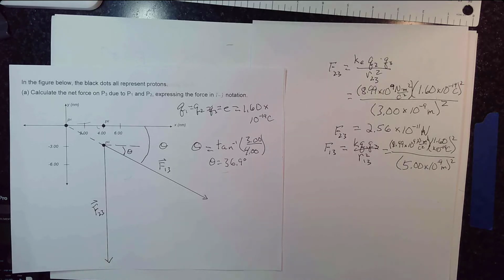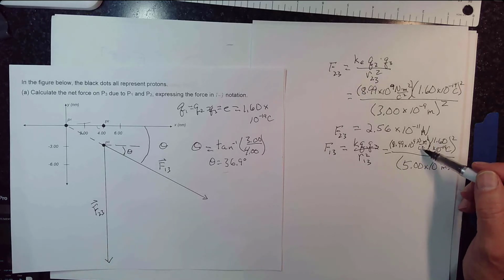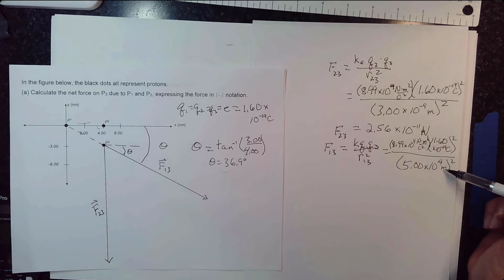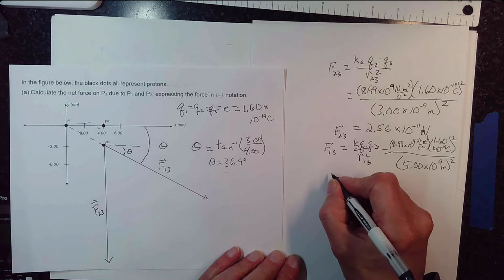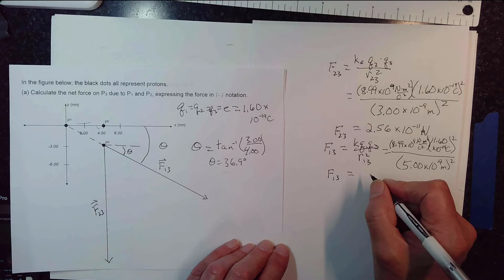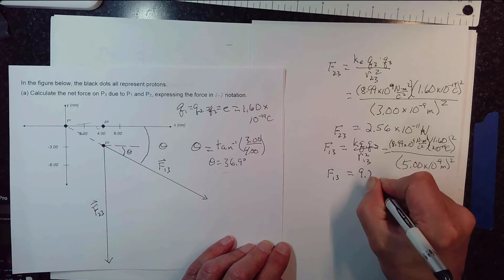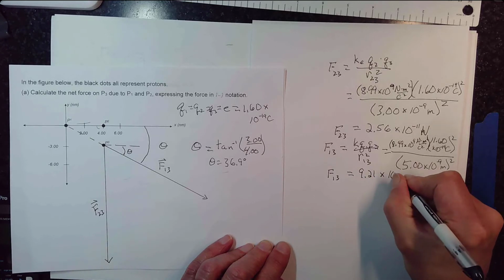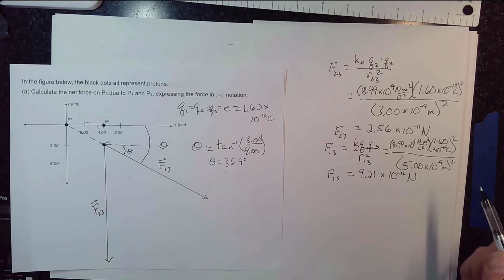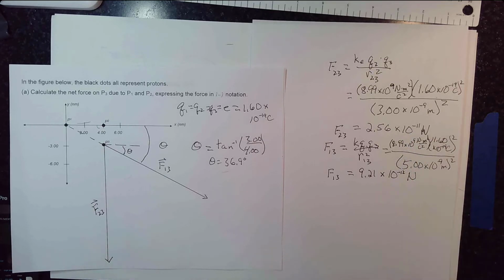Okay, if I checked my units, this part gives me coulomb squared, which will divide out with those coulomb squared. I'll have newton meters squared left on top, divided by meters squared will give me newtons. So that works. F13 in magnitude is equal to 9.21 times 10 to the minus 12th newtons. So a bit smaller than F23 up there.